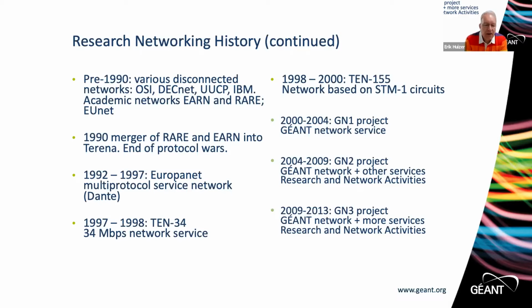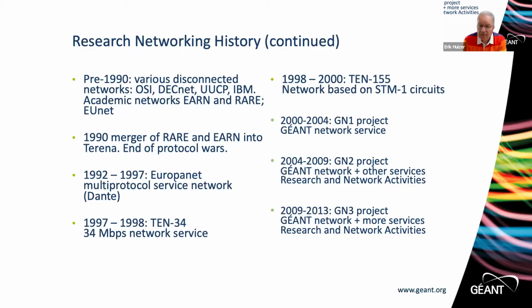Later in the 90s, academic networking was recognized by the European Commission. Some money was reserved to support research in Europe on an international scale. And a network called Arpanet was built, a multi-protocol service network, which was run by a new organization based in Cambridge called Dante. This Arpanet evolved into a trans-European network of 34 megabits per second later in the 90s, and by the end of the 90s into a 155 megabit per second network.